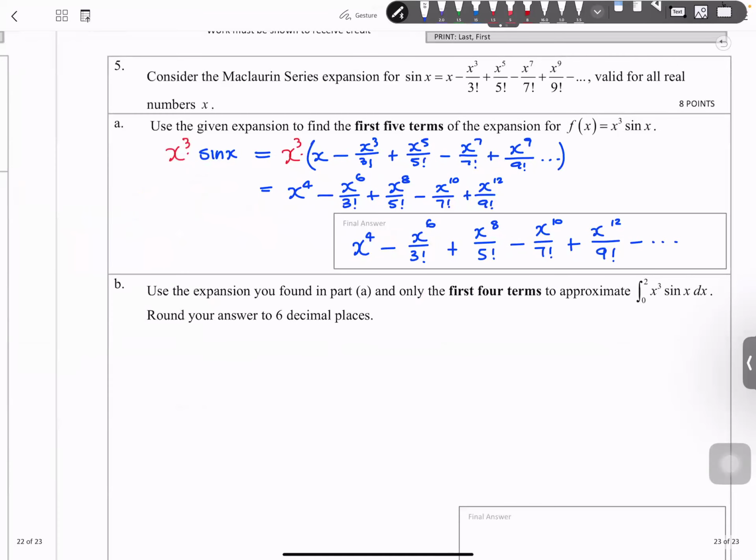Any difficulty adjusting a known power series to get a new power series? All right, let's keep going. They want us to use the expansion you found in part A and only the first, this is important, only the first 4 terms to approximate the integral from 0 to 2. All right, here we go.